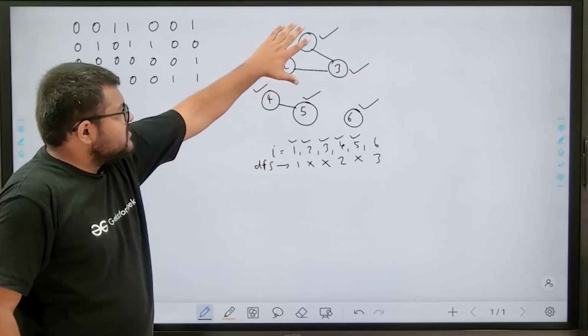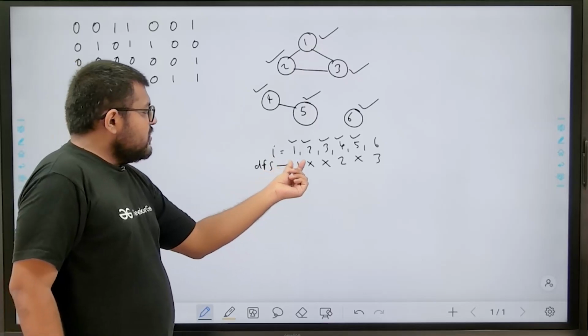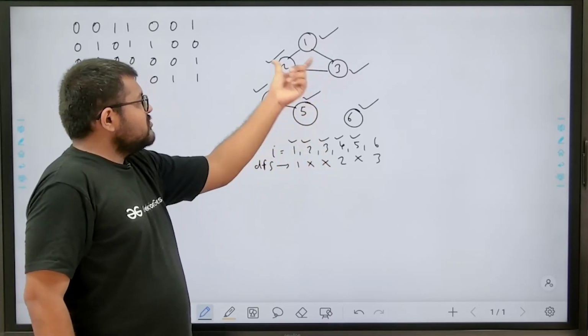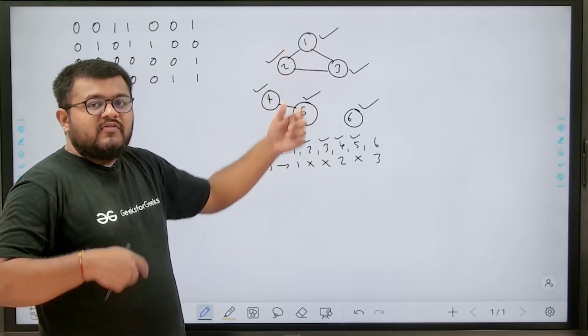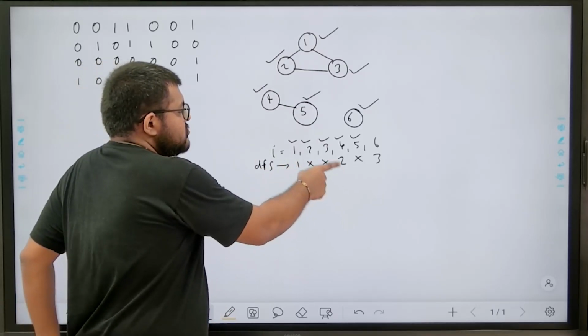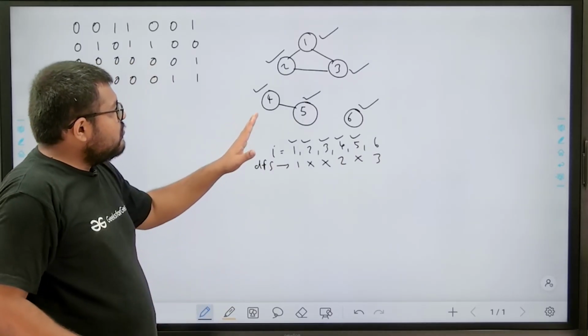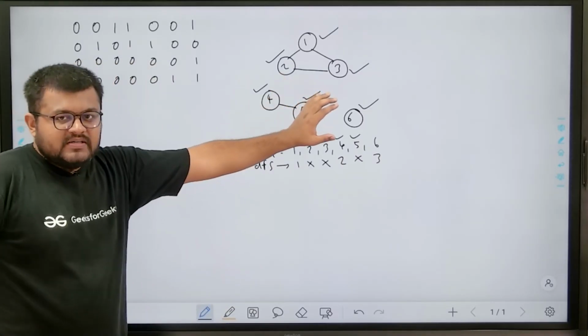In the first DFS, I was able to mark all those 3 as visited. So I didn't call DFS on 2 and 3 because those were a part of the connected component which had 1 already, right? And DFS on 1 was called. The next DFS was called on 4 and the third DFS was called on 6. So basically this is the number of connected components in a graph.